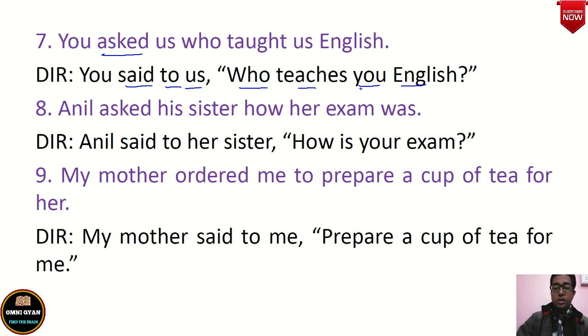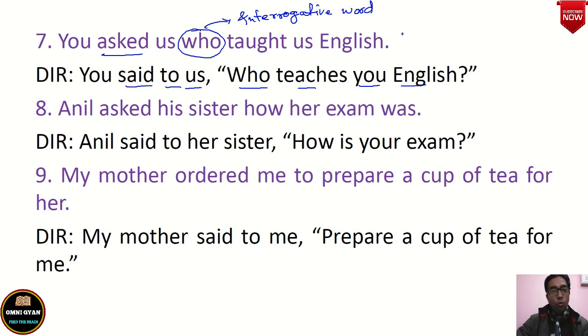Okay, so who teaches you English? Now let me explain this thing to you. This who is an interrogative word. I just told you, who here is an interrogative word, it is not an auxiliary verb. This is not an auxiliary verb. Who, when, what, why, which, whose, and how. These are interrogative words. These are just a few interrogative words.